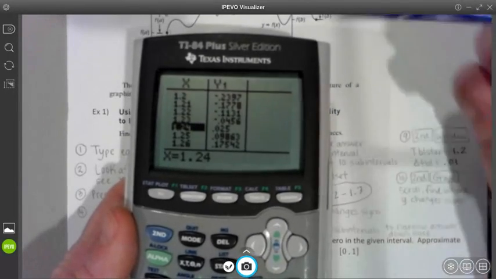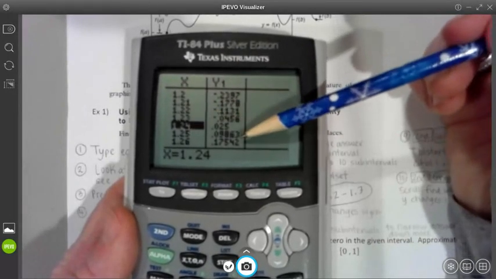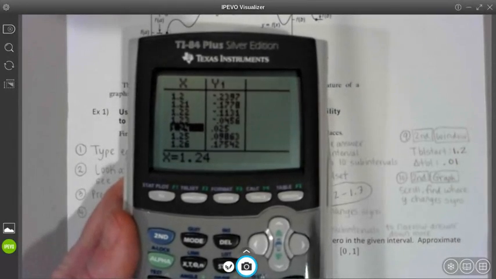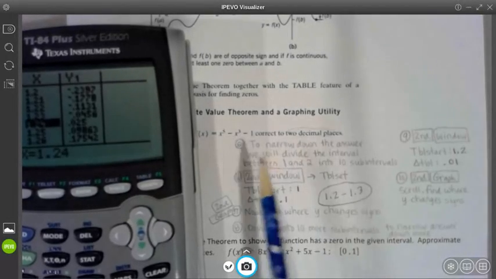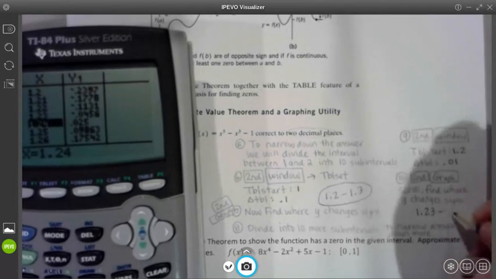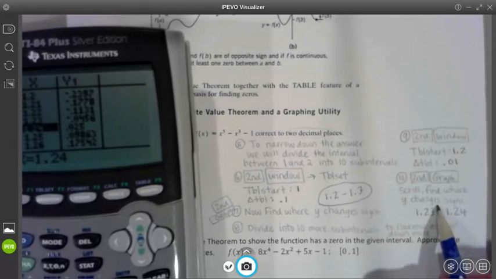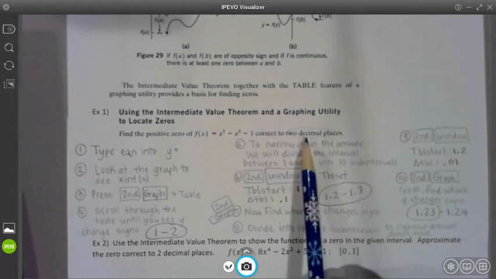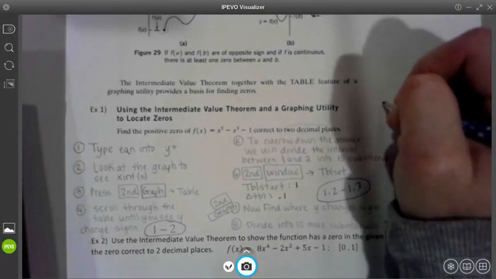Oh, now it's positive. So you see how when x was 1.23, it was negative. When x is 1.24, it's positive. So that means there's an x-intercept in between 1.23 and 1.24. Now, since they only asked us to find it correct to 2 decimal places, I can stop right there. So we know it's somewhere in between 1.23 and 1.24. Reading the graph from left to right, we keep the 1.23 as our answer. So correct to 2 decimal places, there is an x-intercept at 1.23.